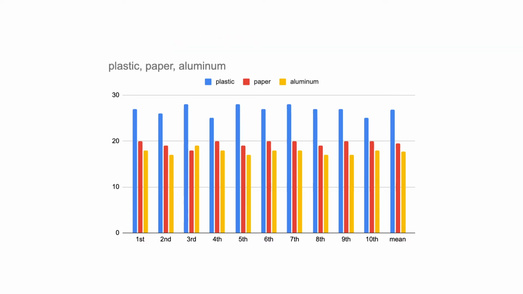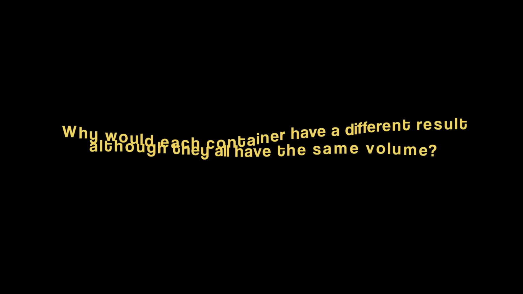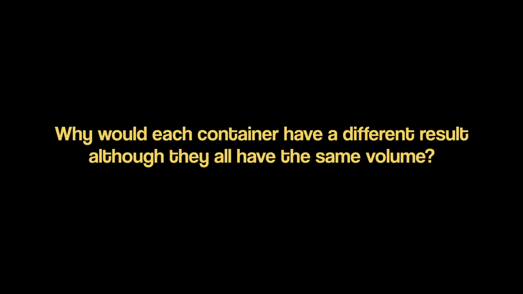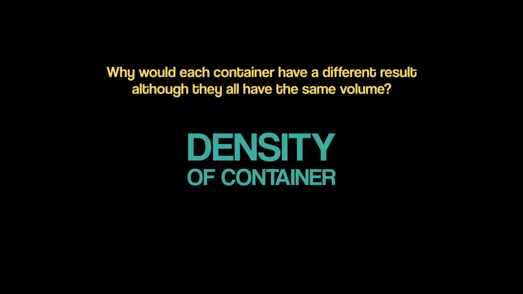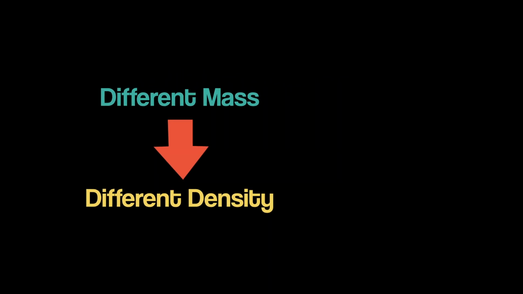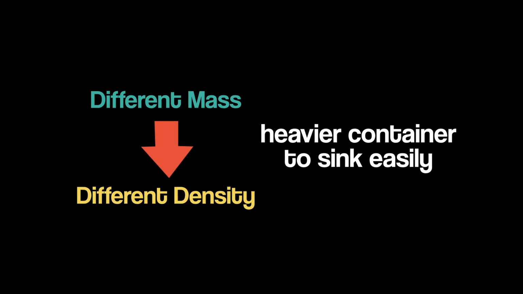After the experiment, we knew that every container approximately had a constant mean number of coins each could uphold. Even without conducting a hypothesis test, we could tell that there is a definite difference among the 3 different containers. Such a result contradicts our initial hypothesis. Why would each container have a different result although they all have the same volume? It is because of the density of our containers. Although the volume is the same, different mass causes different density, which would eventually lead a heavier container to sink easily.